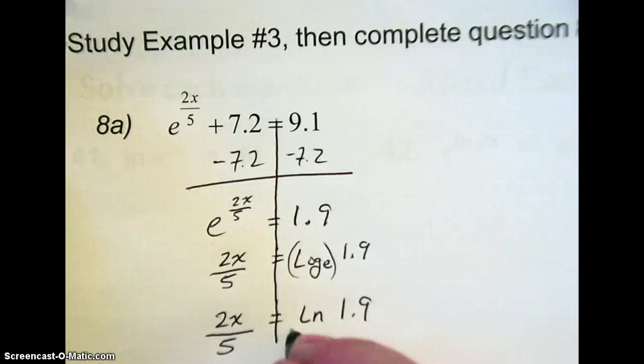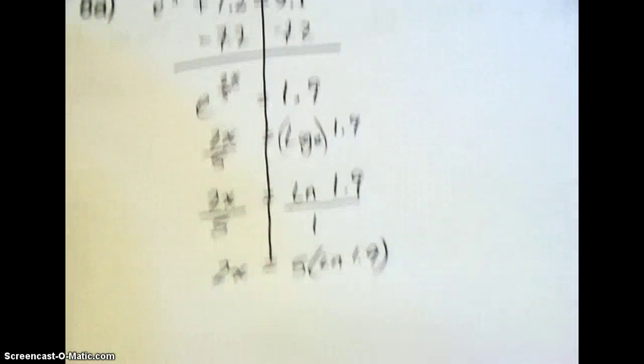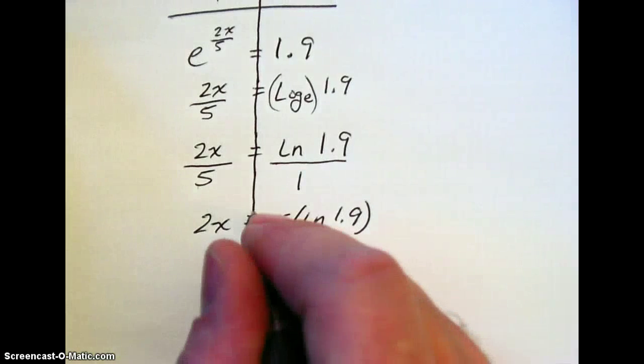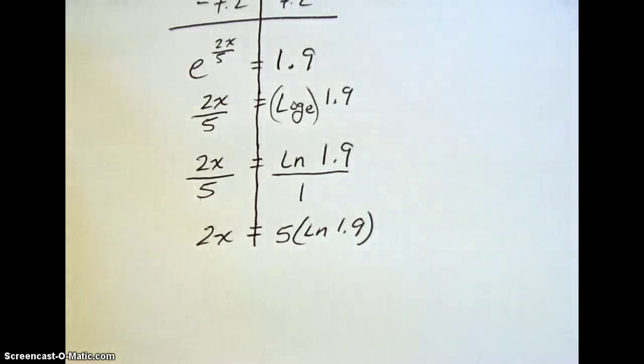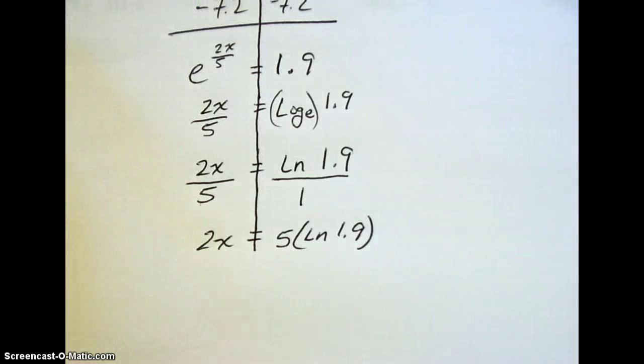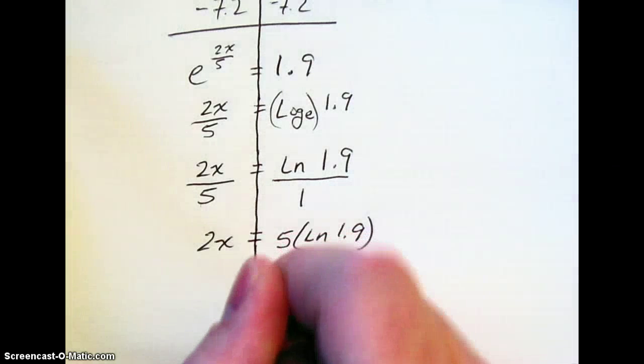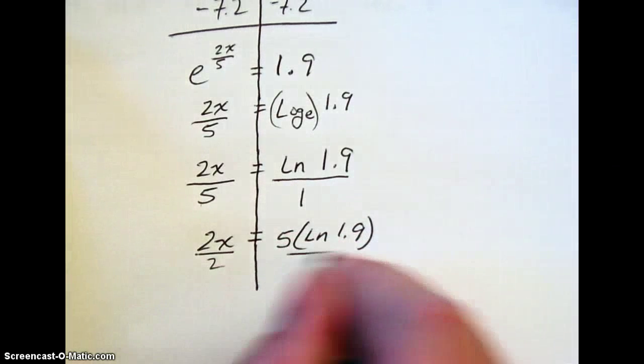Okay? Very good. So, right here, this is a proportion, correct? Right? Cross multiply and divide, or just multiply both sides by 5. We get 2x is equal to 5 times natural log of 1.9. Approximately 3.21. Thank you. 5 times natural log of 1.9. What's the next step? Divide by 2. Yeah. Divide by 2. Approximately 1.6.